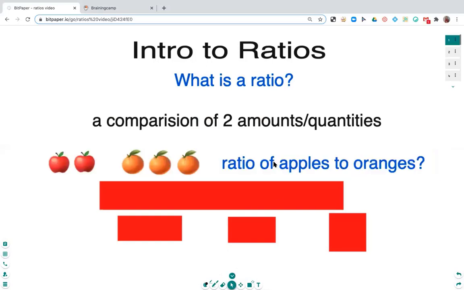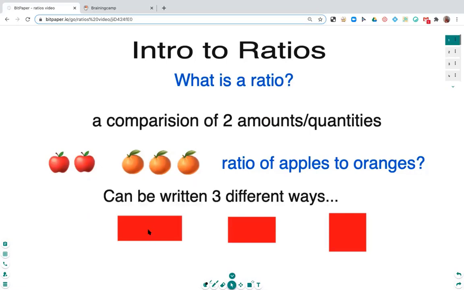So let's start with a very simple example. If in my fruit basket I had these apples and these oranges, then I can figure out the ratio of apples to oranges. This ratio can be written in three different ways. The first way is to simply write it as a ratio of 2 apples to 3 oranges.